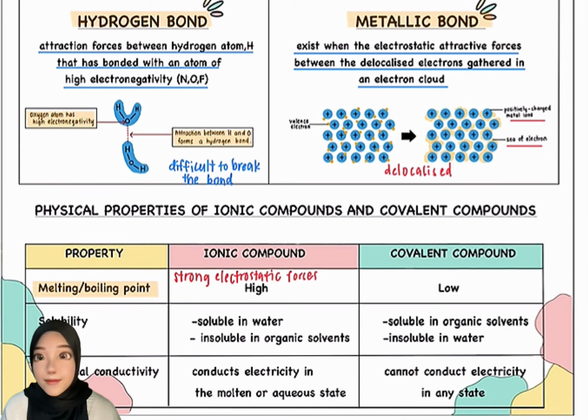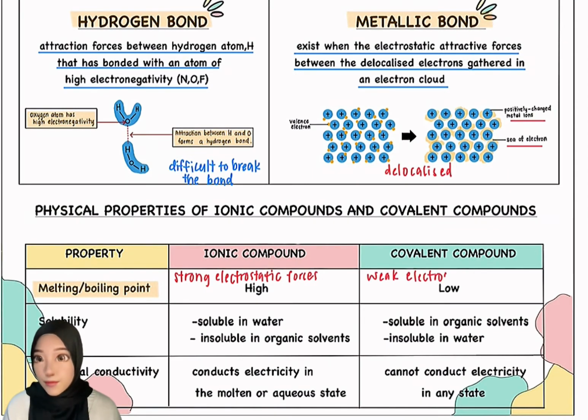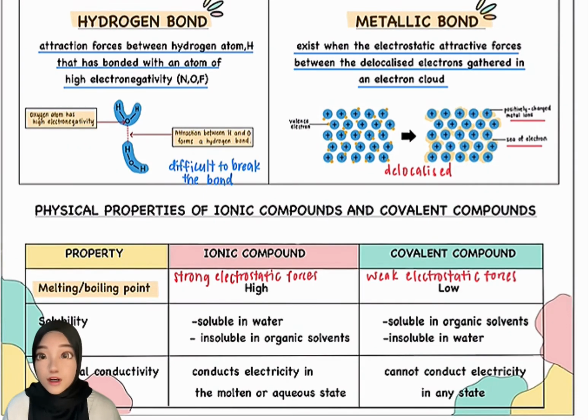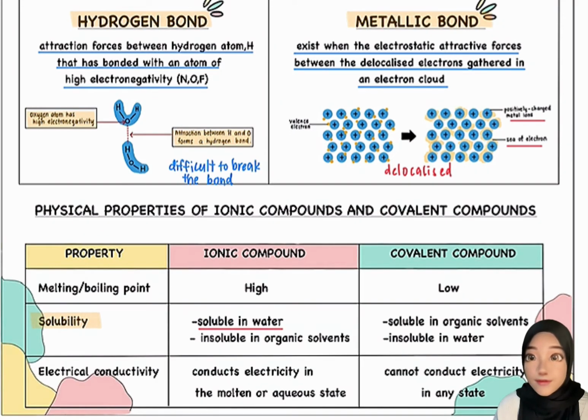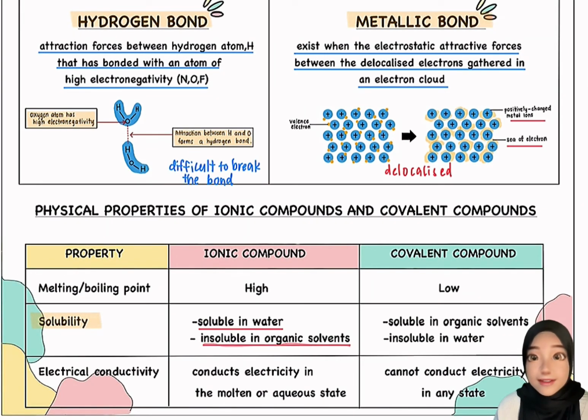And the melting and boiling points of covalent compounds are low. This is because the van der Waals force of attraction between the molecules is very weak. Thus, a small amount of heat energy is required to overcome the van der Waals forces of attraction. For the solubility, ionic compounds are soluble in water because water can form bonds with the ions, and ionic compounds are insoluble in organic solvent because ions cannot form bonds with organic solvent.